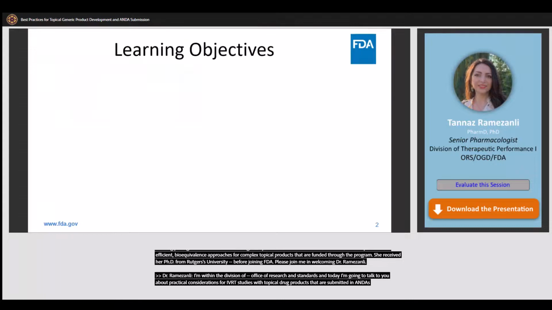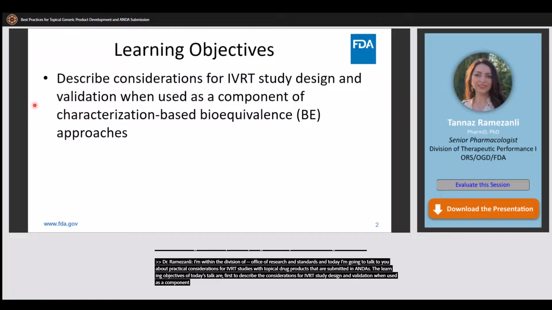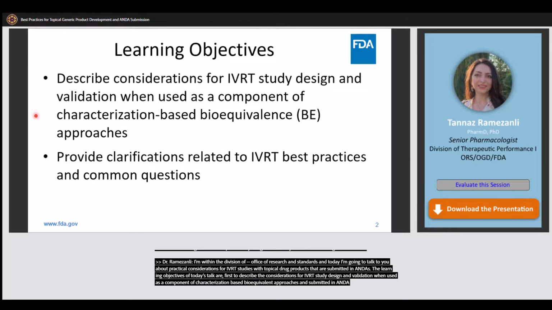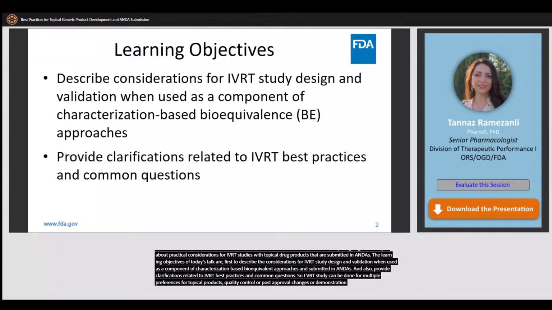The learning objectives of my talk today are first, to describe considerations for IVRT study design and validation when used as a component of characterization-based bioequivalence approaches and submitted in ANDAs, and also provide clarifications related to IVRT best practices and common questions. So IVRT study can be done for multiple purposes for topical products: quality control, post-approval changes, or demonstration of BE. Some of these best practices or principles discussed in this presentation may be applicable to all these different types of IVRTs, but the focus of this presentation is for those IVRT studies that are conducted for demonstration of bioequivalence.